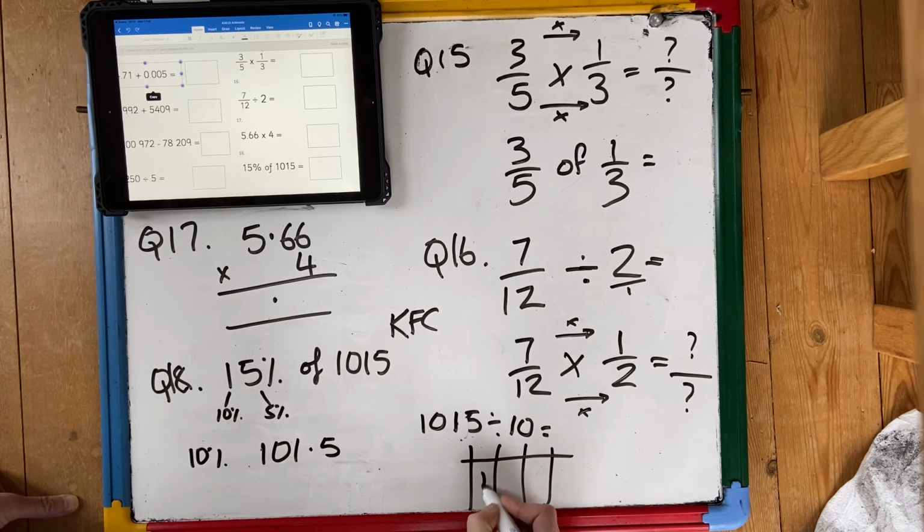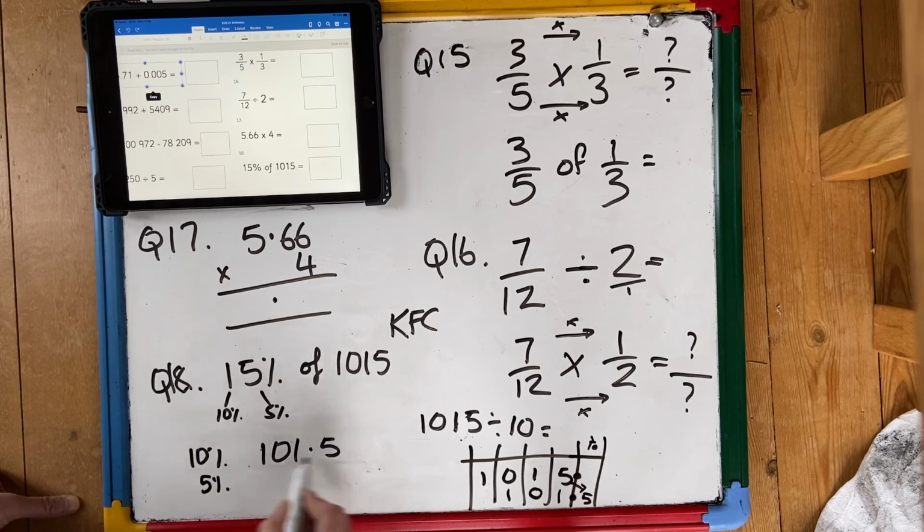So if you've got 1,015, there's the decimal point in a whole number. Divide it by 10, you move the digits one place. If it's dividing, the number gets smaller. So the 5, instead of being in the ones column is now in the tenths column. So move the digits one place, decimal point stays where it is, 101.5. So that's 10%.